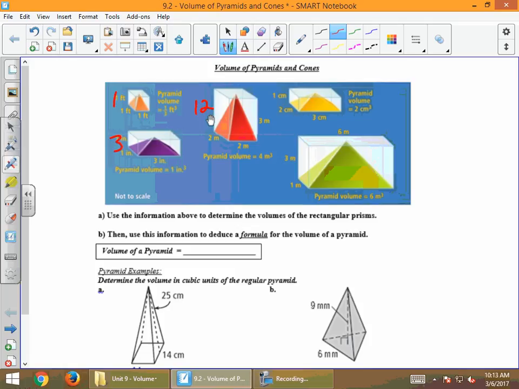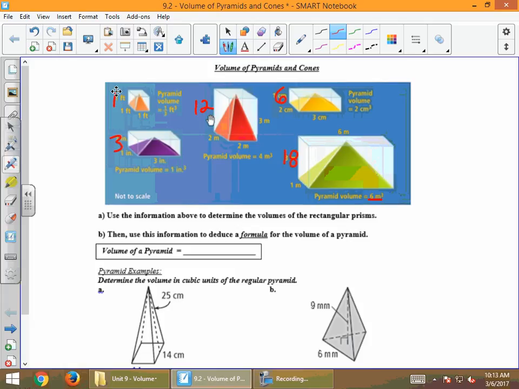Okay, got 2 more here. Little squatty guy over here, the yellow. 1 times 2 times 3. 2 times 3 is 6. 6 times 1 is 6. So I have a volume of 6 for the prism. The pyramid is 2. And let's do the last one, this guy in green here. Multiply together. 1 times 3 times 6. Well, 3 times 6 is 18. Times 1 is 18. The prism is a volume of 18, and the volume of the pyramid is 6.